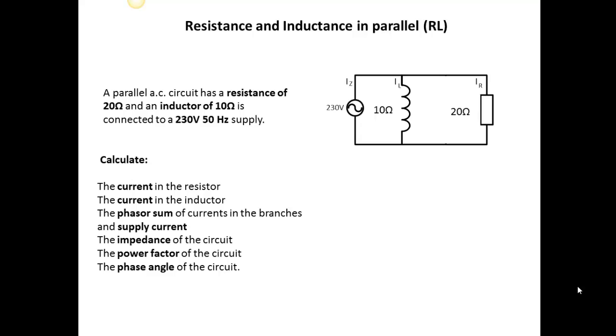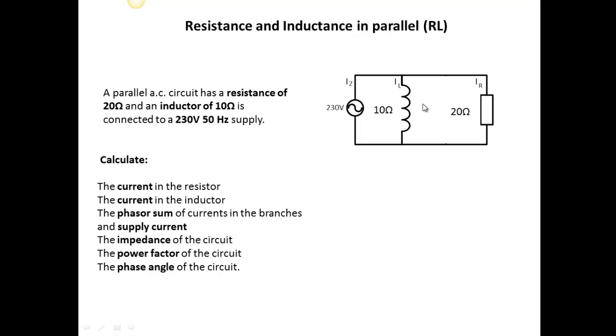In a series circuit, the current was constant and used as a reference. In a parallel circuit, we're going to use the voltage as the reference, and we're going to look at the currents that flow in the circuit. So here we've got an inductor and a resistor in parallel across 230 volts. Both the inductor and the resistor will get that 230 volts, and we'll get an inductor current and a resistor current. And this supply current here will be the phasor addition of these two.